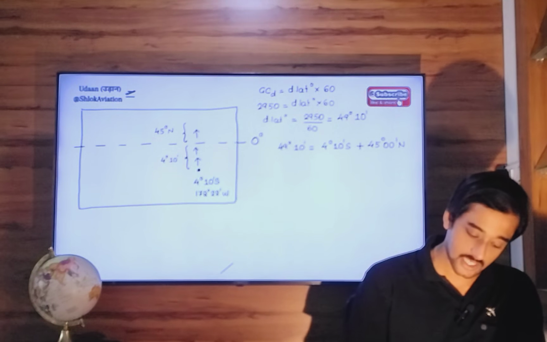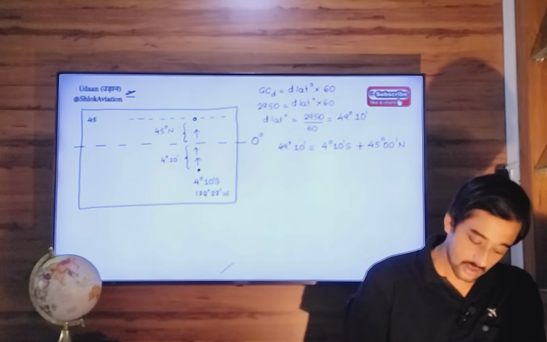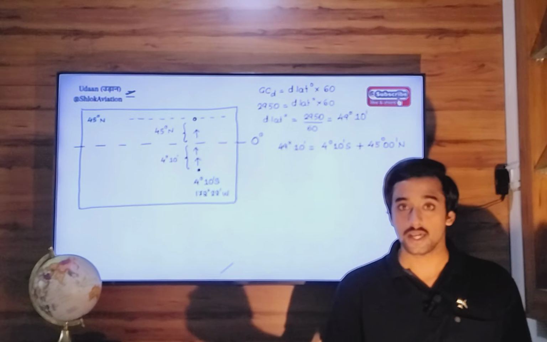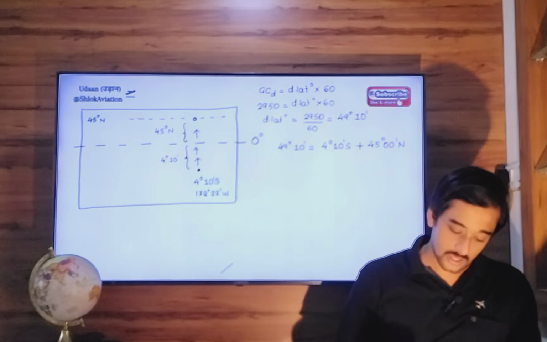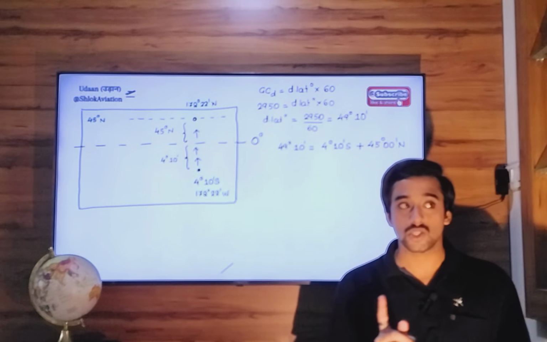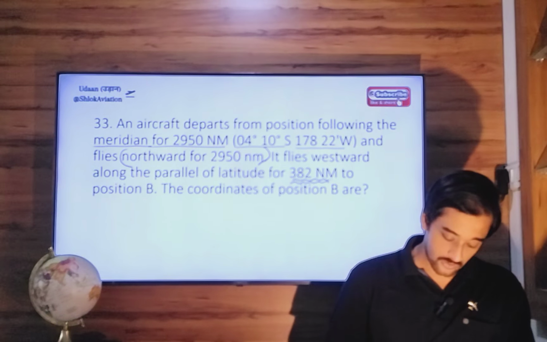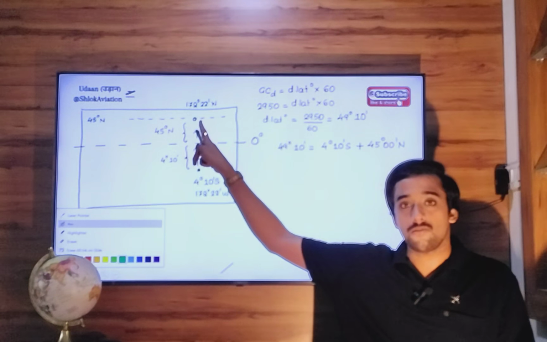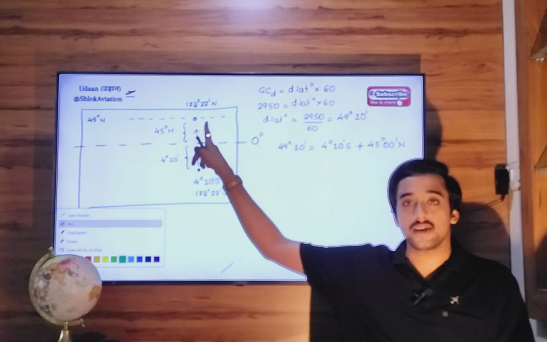So your final destination or final point will be somewhere here where the latitude is 45 degree north. Okay. Now from this particular position at this latitude 45 north, 178 degree 22 minutes west, you fly westwards direction for a distance of 382 nautical miles. So when you fly westwards direction, you will be actually flying along a parallel of latitude, a fixed parallel of latitude which is 45 degree north.